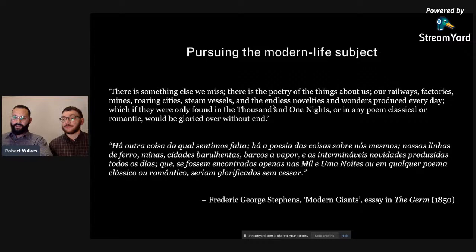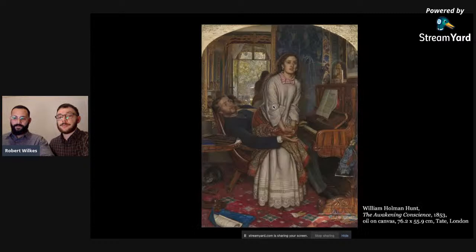So you have this idea that scenes of modern urban life are just as worthy of the artist's attention as the famous subjects from mythology and religion.